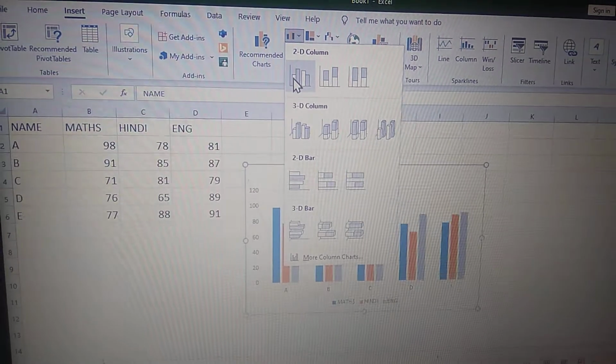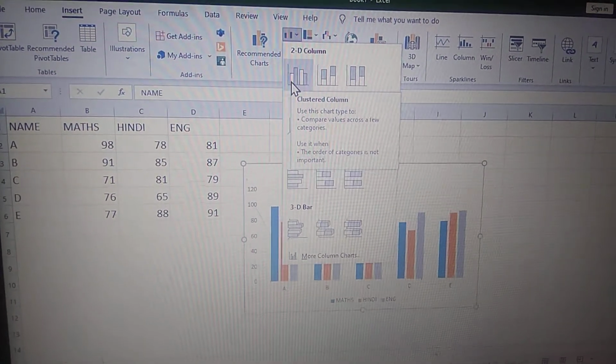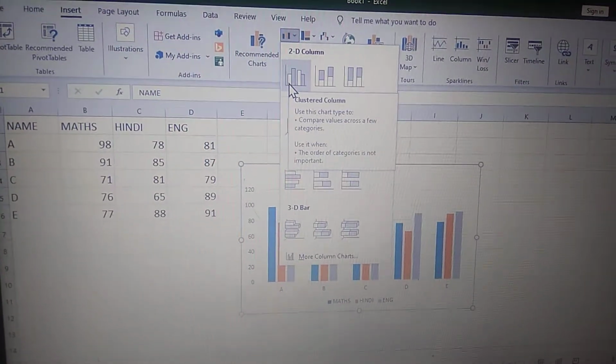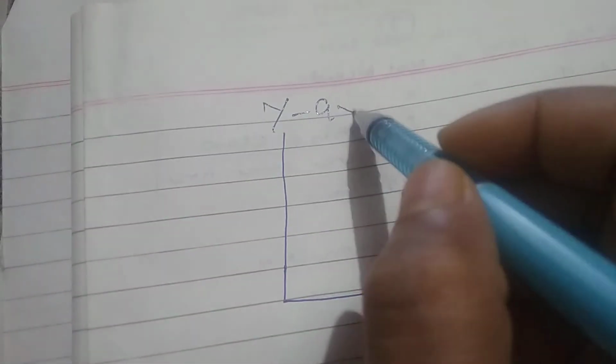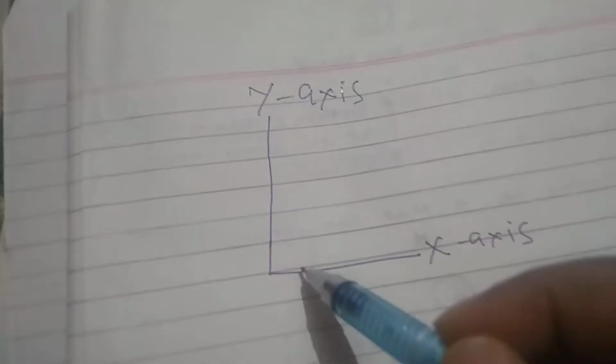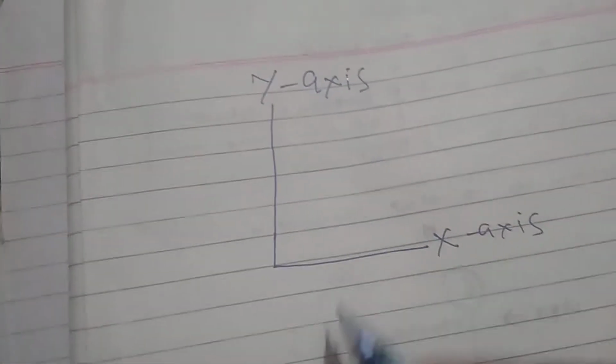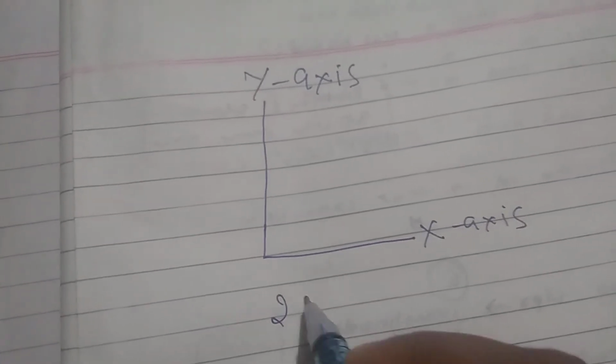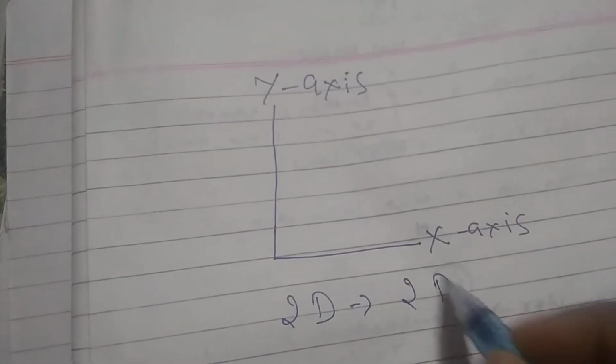2D means we are creating the chart on the basis of only two axes. This is the x axis, which you use in math, and this is the y axis. The x axis is here and the y axis is here. So if we are creating a chart only on the basis of x and y, then this is called a 2D chart. It means a two-dimensional chart.